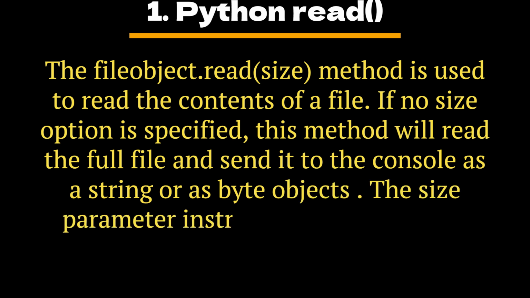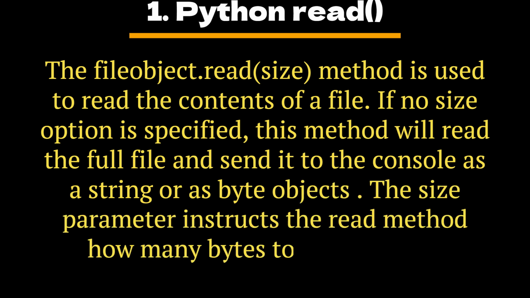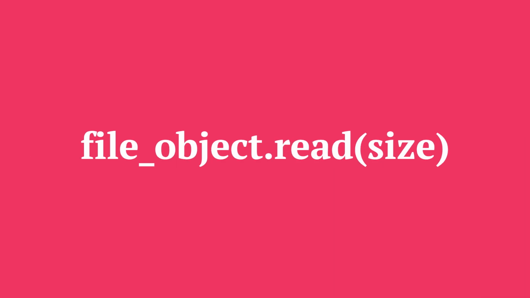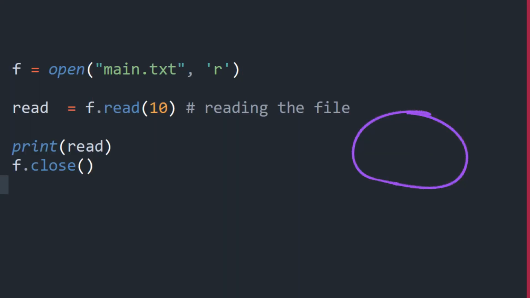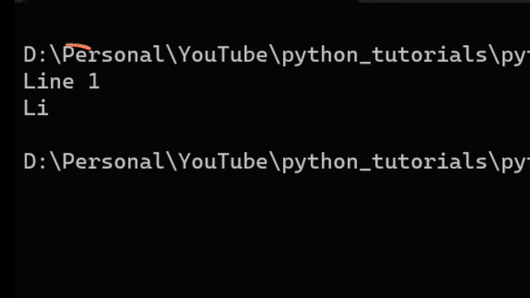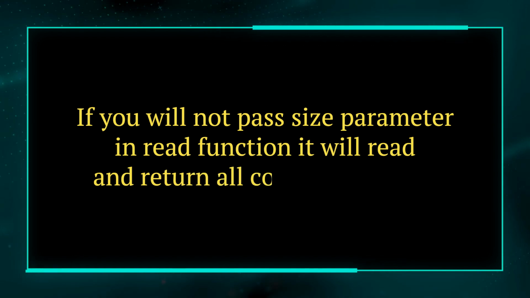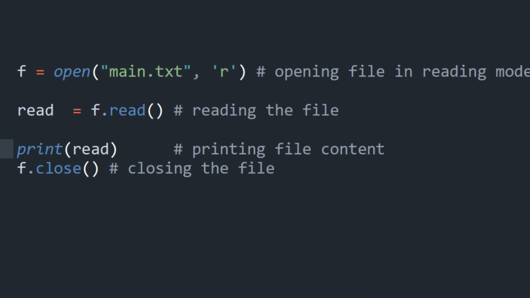The size parameter instructs the read method how many bytes to return from the file. This is the syntax of how you can use the read function to read file content in Python. Here, the size parameter is optional. Here is an example of the read function in Python with the size parameter. If you run this code, you will see this output on screen. If you do not pass the size parameter in the read function, it will read and return all content from the file. Here is an example of the read function without the size parameter.